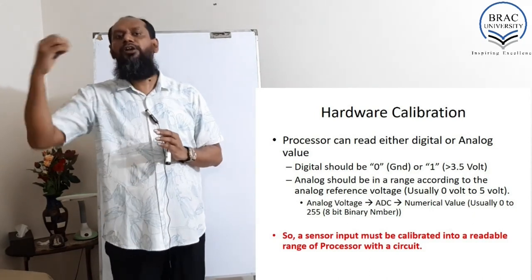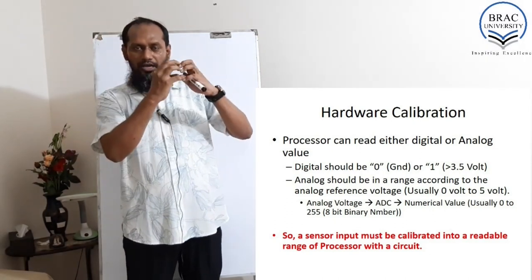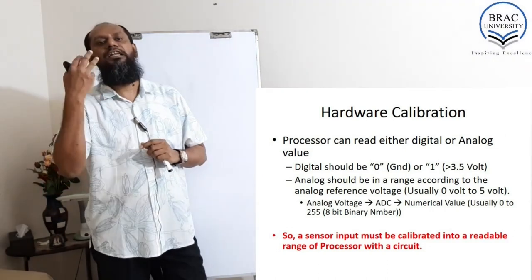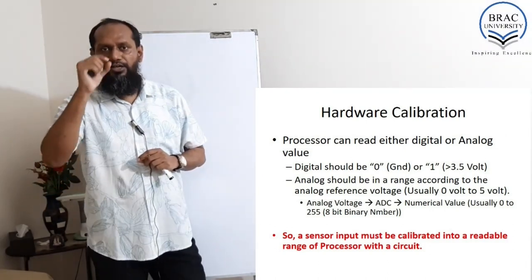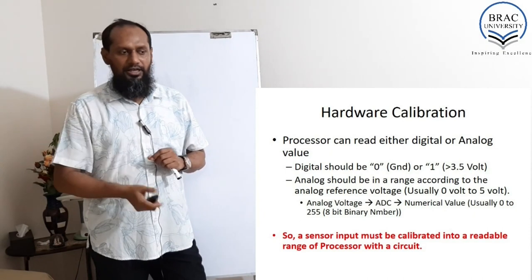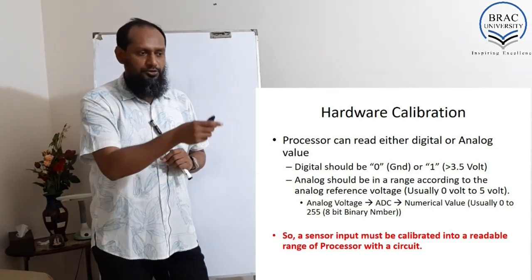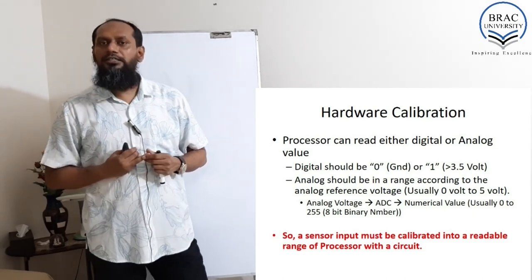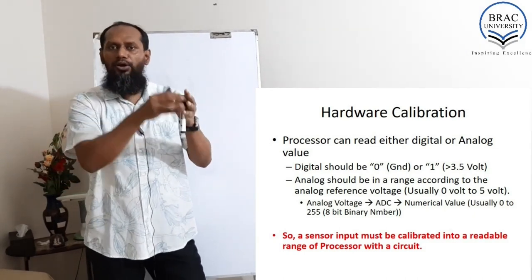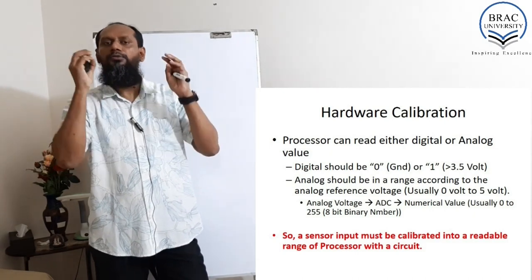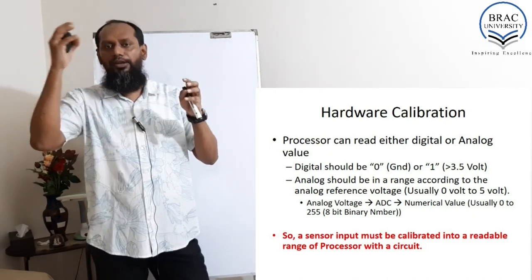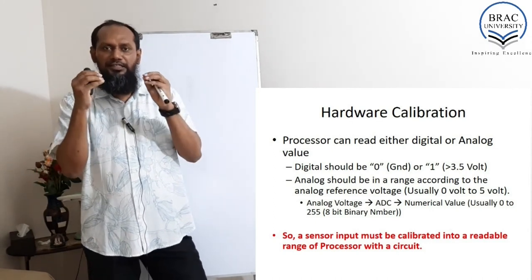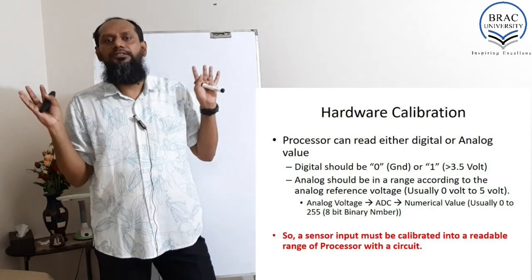We have to calibrate it in such a way that it gives us the voltage that our processor can read. Usually our processor can read 0 to 5 volts. That is the thing we have mentioned here. A processor can read either a digital or an analog value. Digital means it can read only 0 and 1. If our processor can only sense this, then we call it a digital sensor.